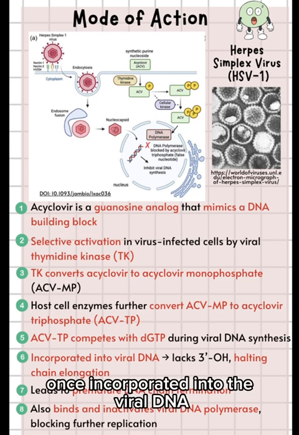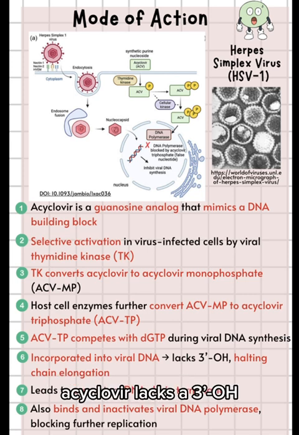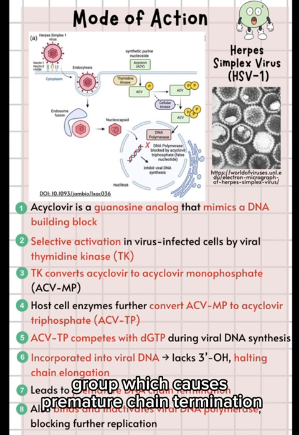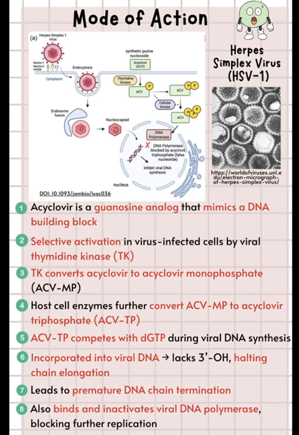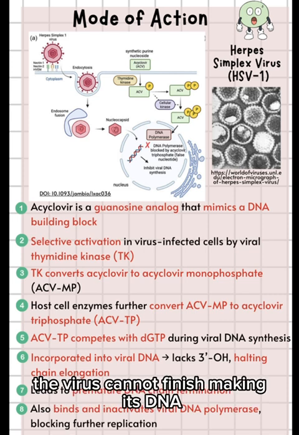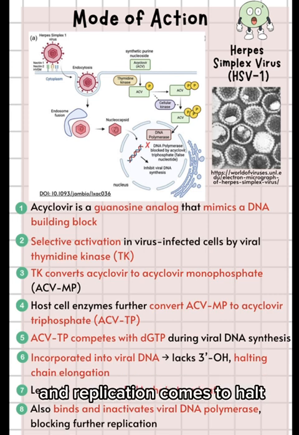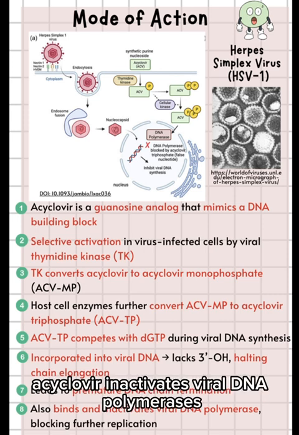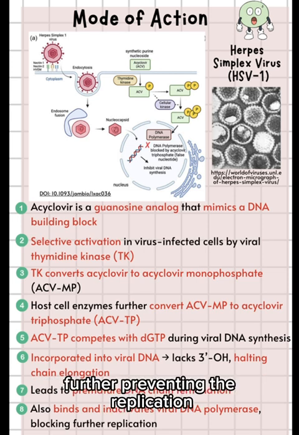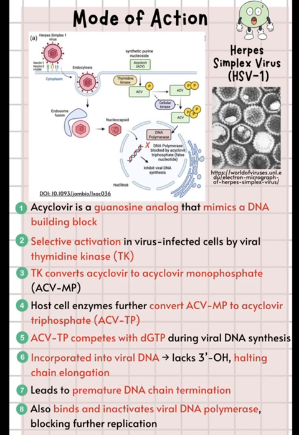Once incorporated into the viral DNA, Acyclovir lacks a 3' OH group, which causes premature chain termination. In simple terms, the virus cannot finish making its DNA and replication comes to a halt. Additionally, Acyclovir inactivates viral DNA polymerase, further preventing the replication.